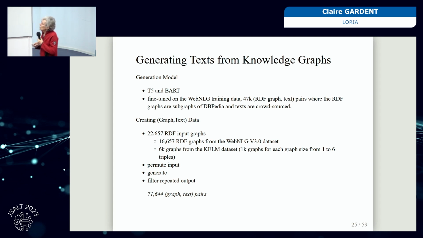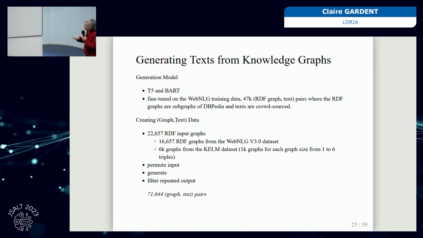Okay, so which generation models? We looked at two generation models, T5 and BART, which are both pre-trained encoder-decoder models. We take those pre-trained models and fine-tune them on the WebNLG dataset, on the training data, so about 47,000 graph text pairs. The graphs are from DBpedia and the texts are crowdsourced. So we train the model on this, so then we have a model that can generate a text given a graph from DBpedia. Then we apply it to a large set of input graphs, which we take from Kelm.